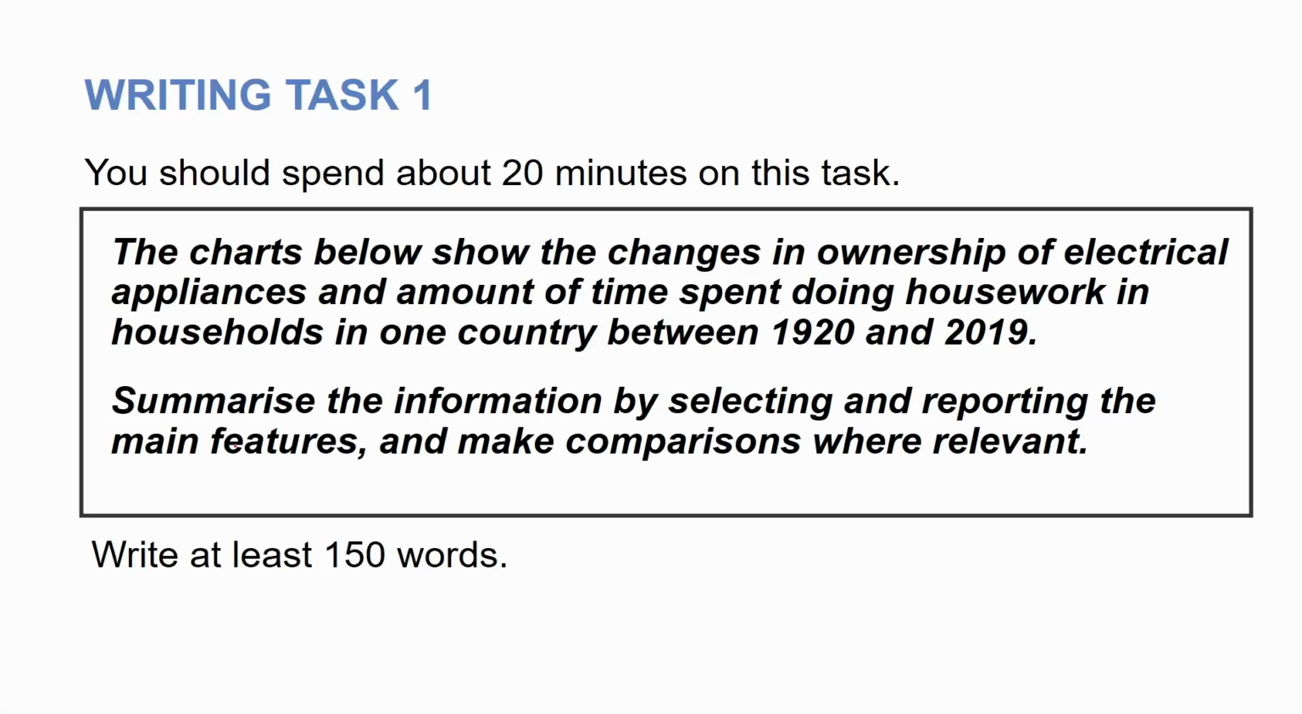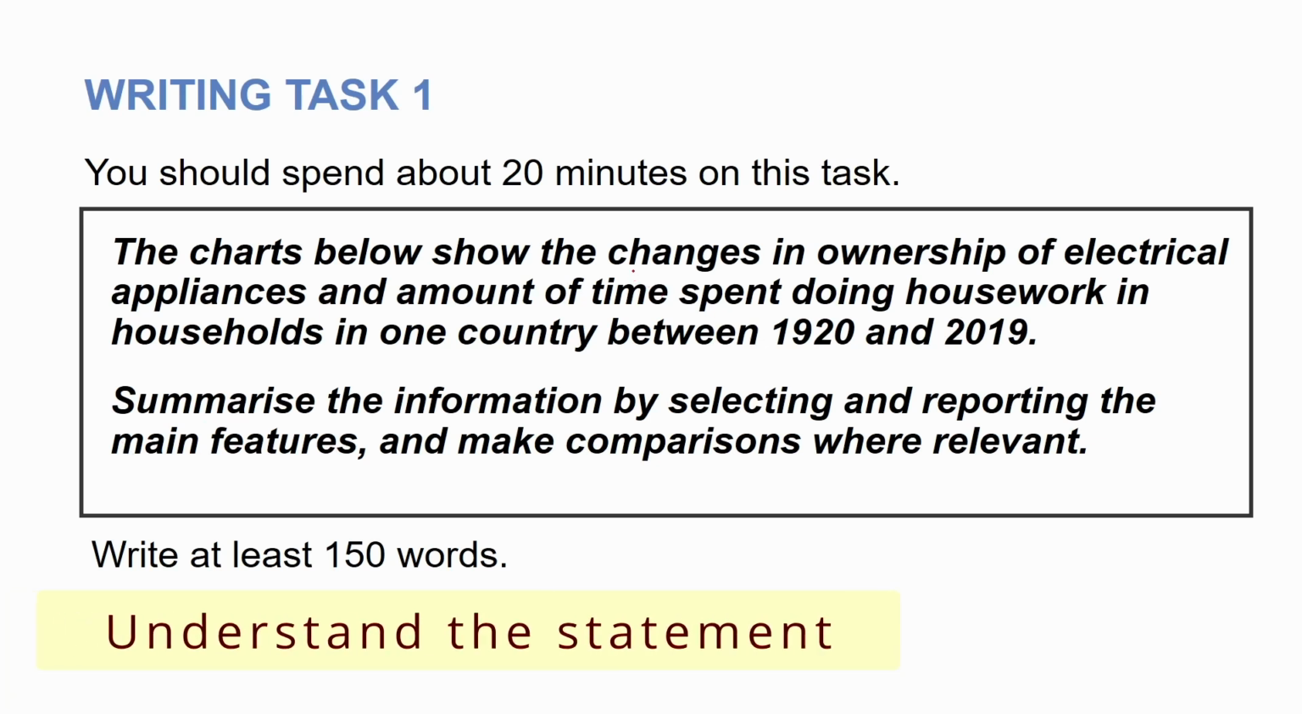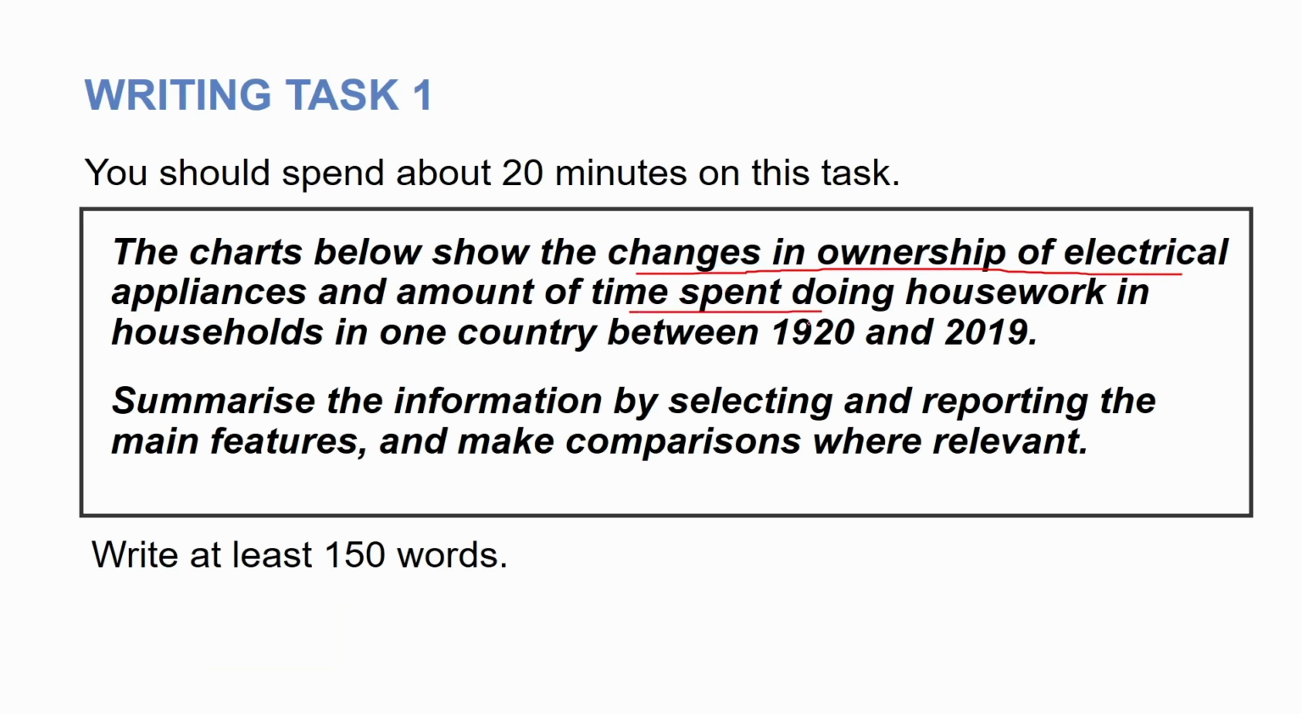So this line graph is from IELTS Academic 16. As usual, we should spend some time on this statement and understand it. The charts below show the changes in ownership of electrical appliances and amount of time spent doing housework in households in one country between 1920 and 2019.